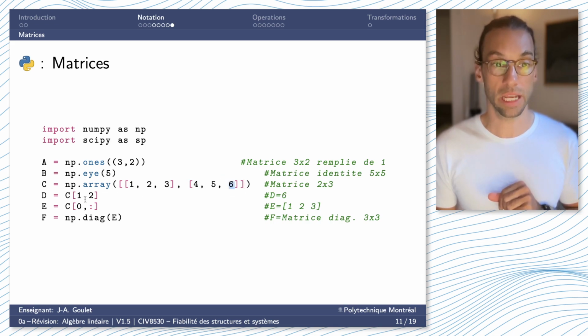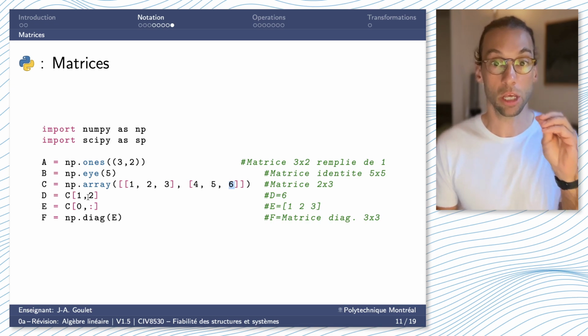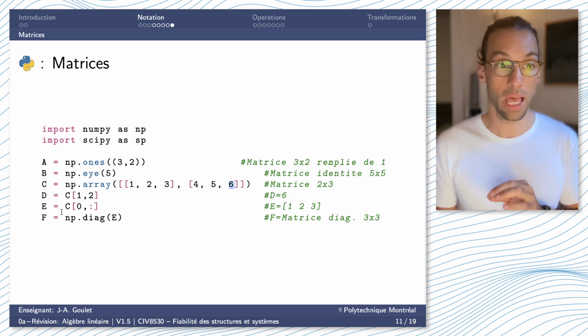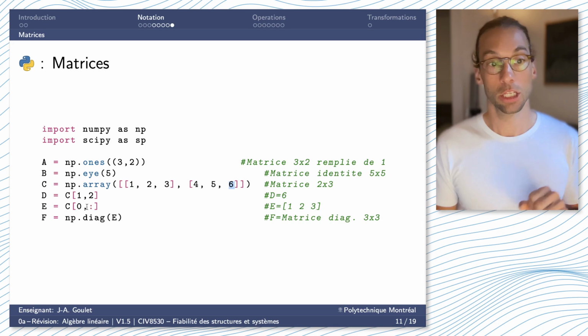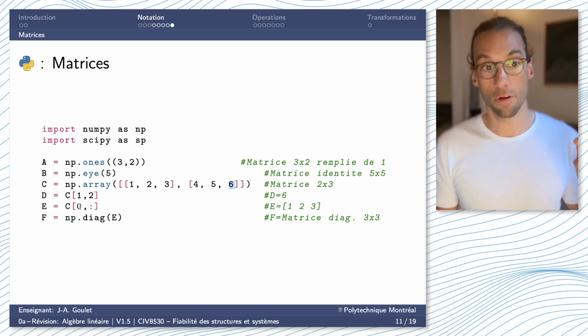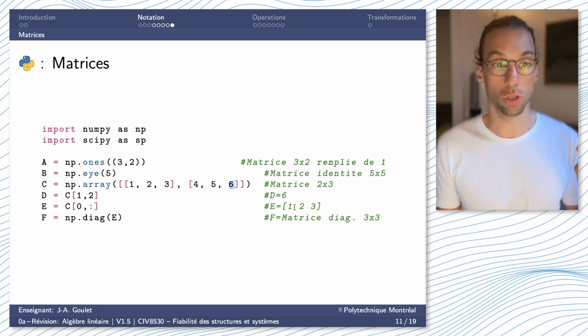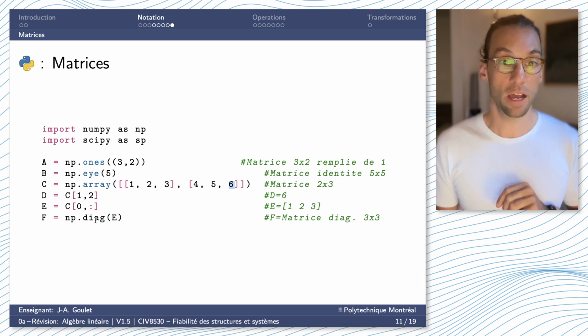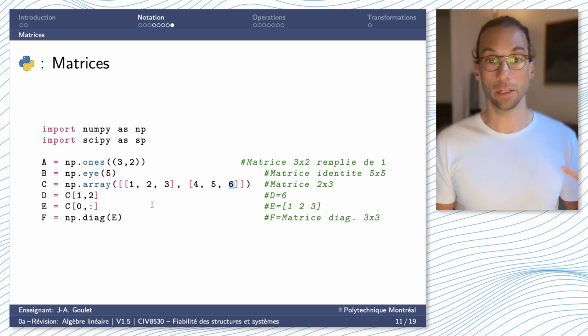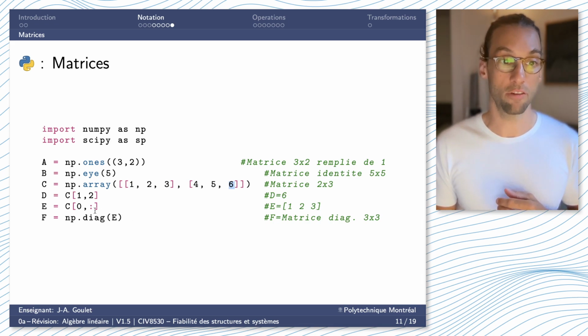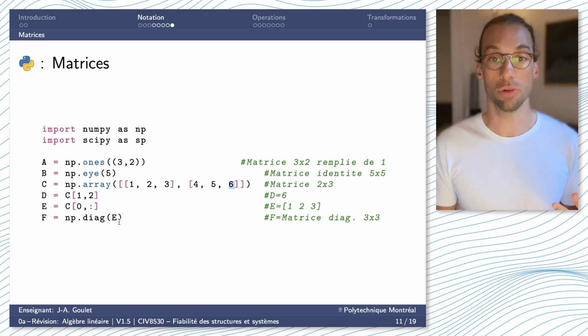Then if I want to access not only one specific element, but a whole line or a whole column, I can do so by saying 0 and double dot to say everything. So this is going to be the first line, 1, 2, 3, all the columns. So the result is going to be 1, 2, 3. And finally, if I want to take the elements of E, which is 1, 2, 3, and build a diagonal matrix from it, I can do diag of my vector, which is going to build a 3 by 3 diagonal matrix.